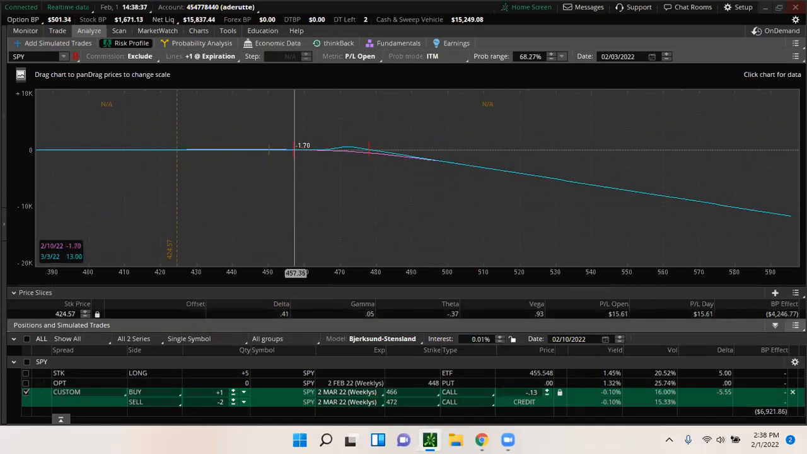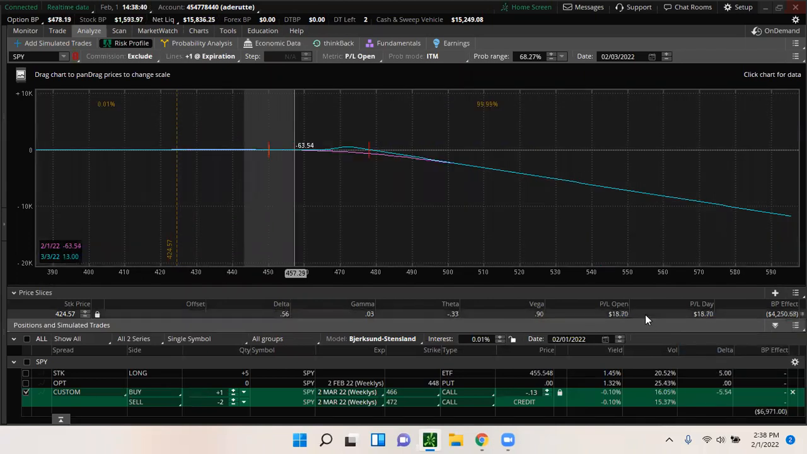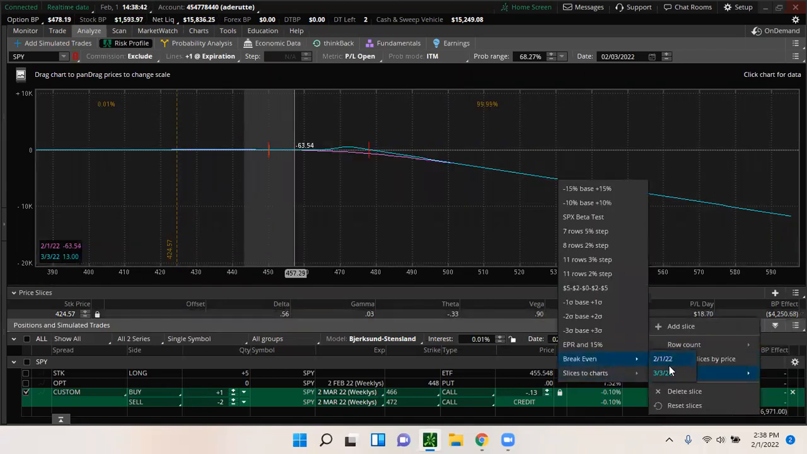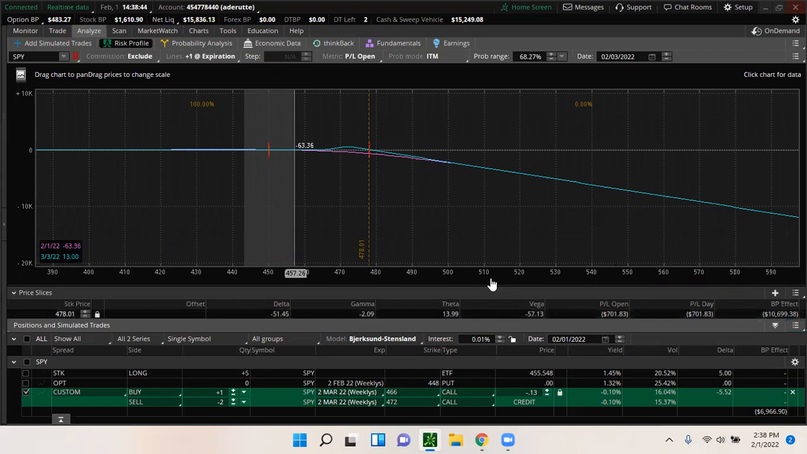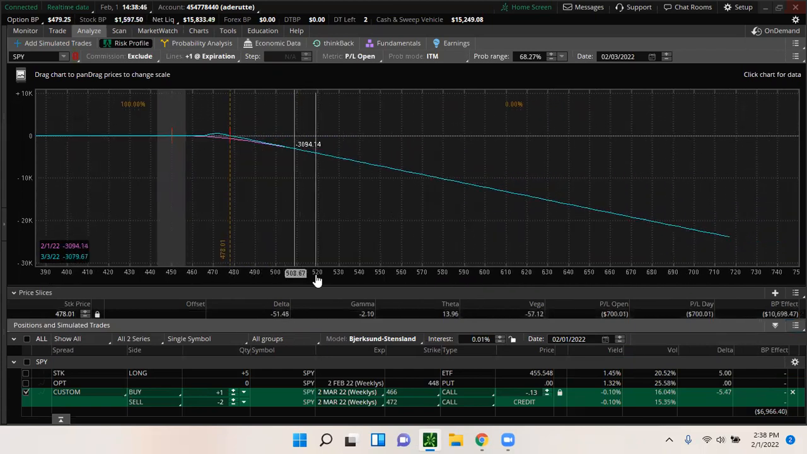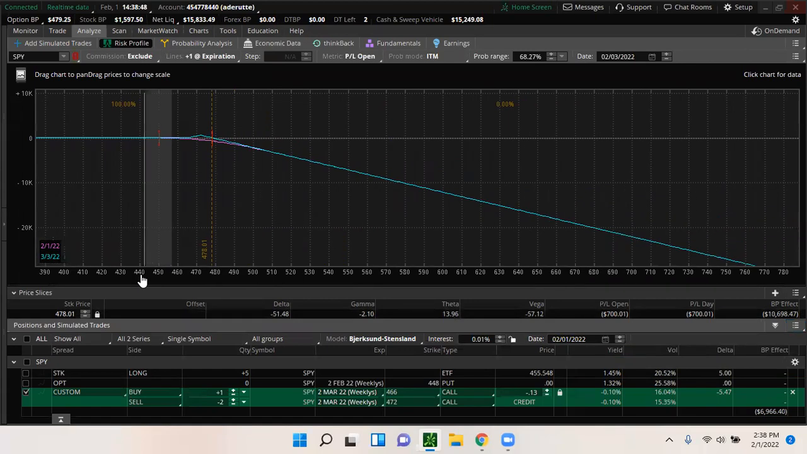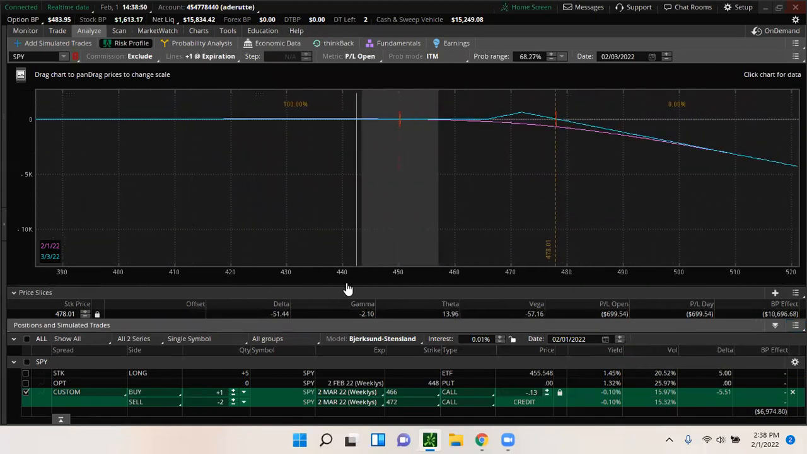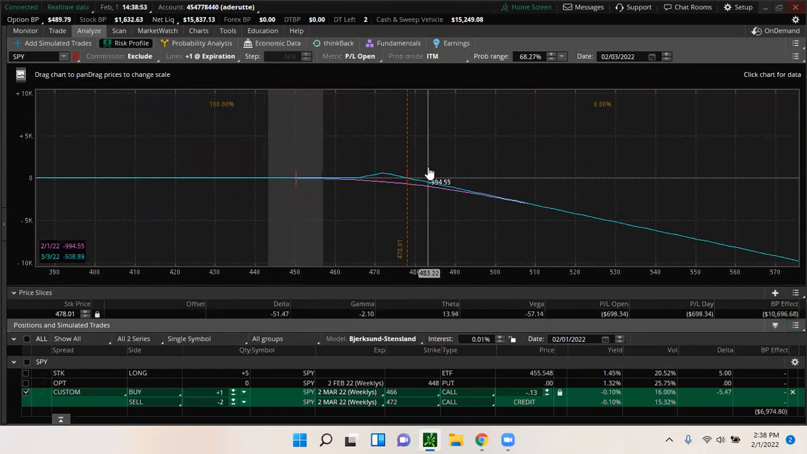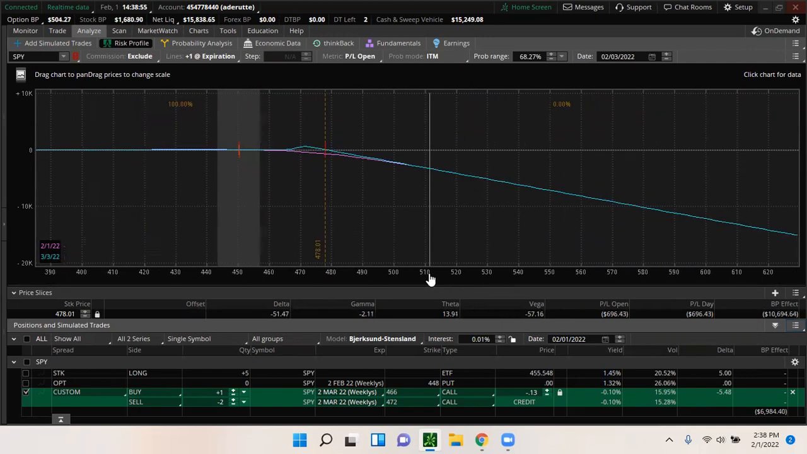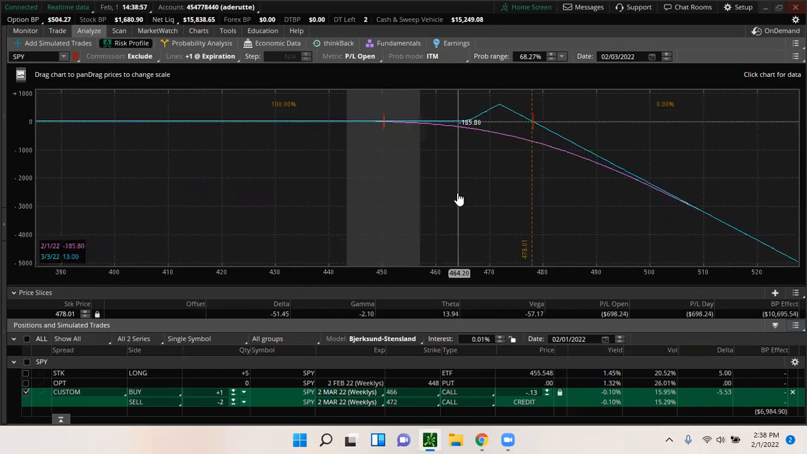Again, I'm going to reset everything. Set slices, break even. How do you read that? No, too far. Maybe still a little too. There we go.